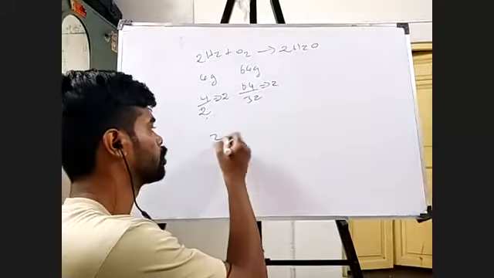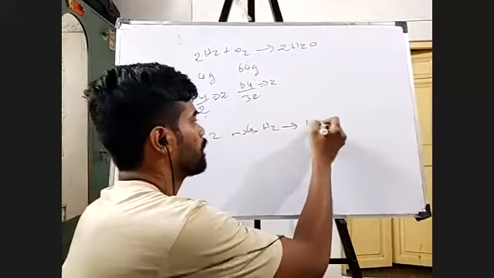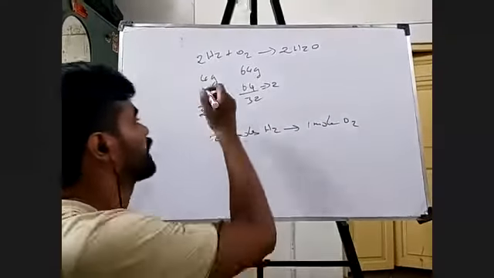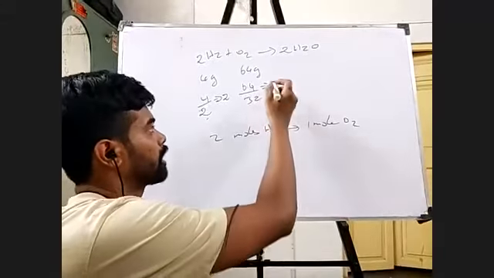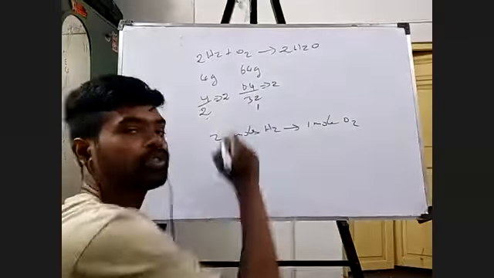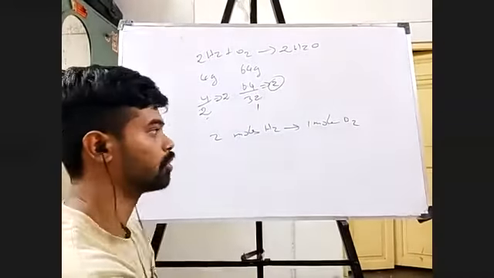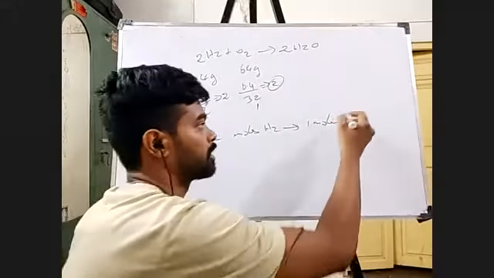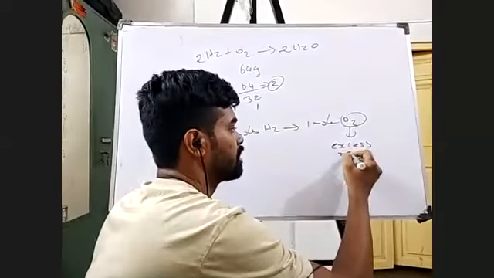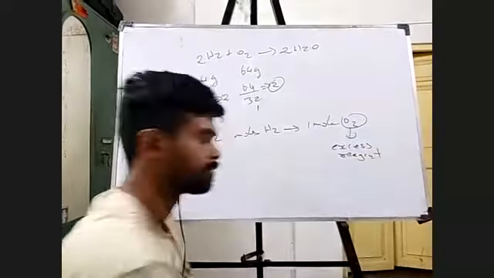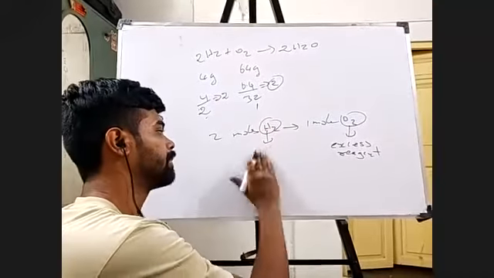right? So for 2 moles H2, I require 1 mole O2. Now I have 2 moles of H2, no problem, right? So how many moles of O2 is actually required? Only 1 mole of O2 is required. But how many moles of O2 do I have? I have 2 moles of O2, so definitely it is more than what is required. So O2 is my excess reagent here, right? And obviously H2 is going to be my limiting reagent.